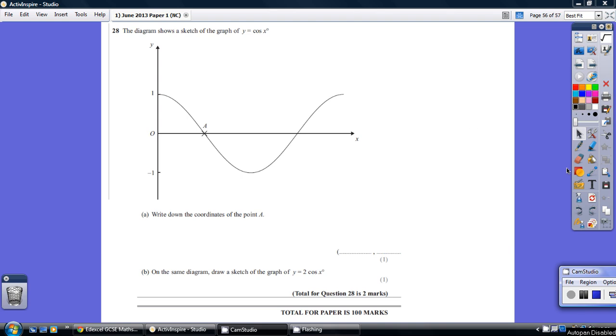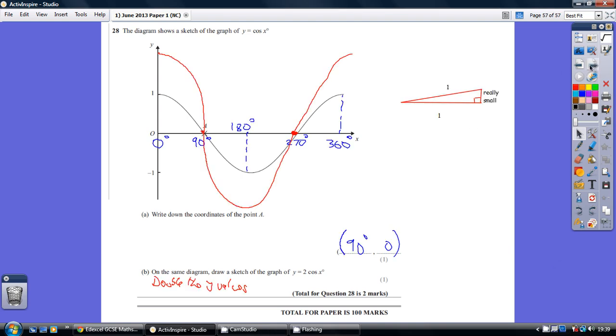Here's question 28. Have a go. Okay, so write down the coordinate of point A. So what we've got to do here is the cosine curve.